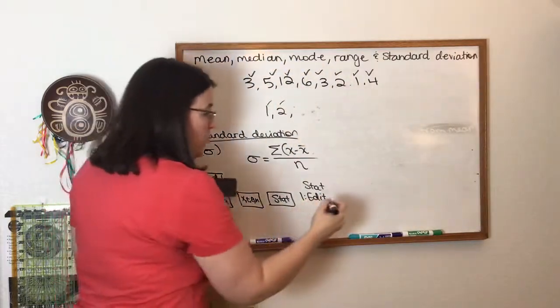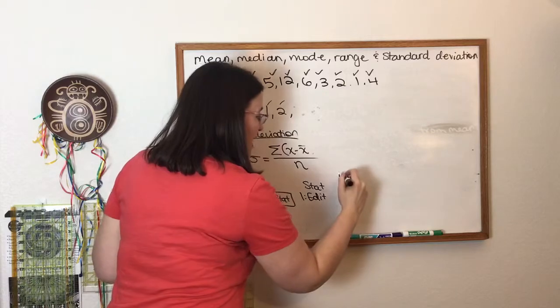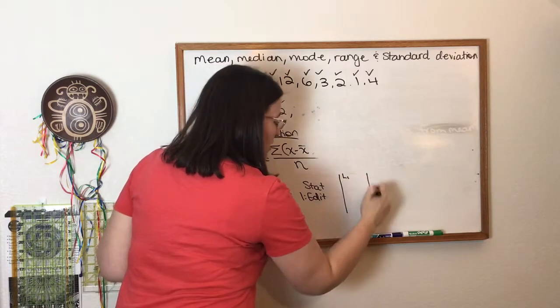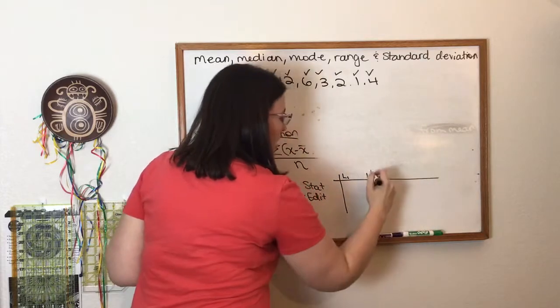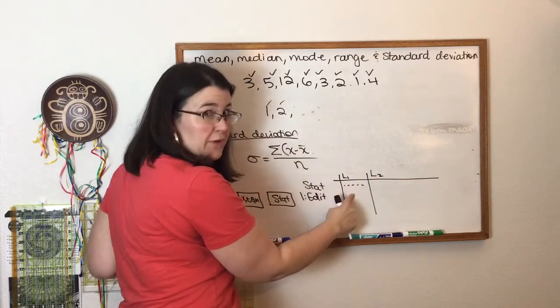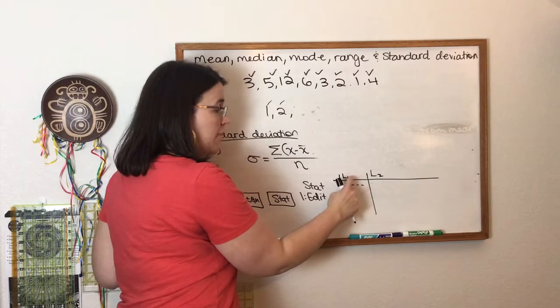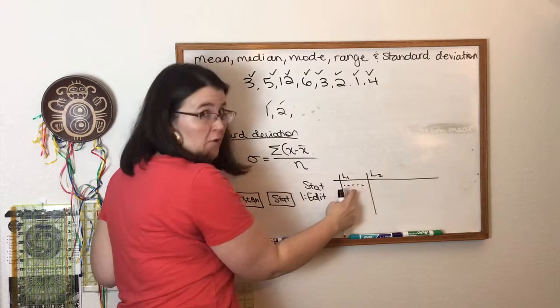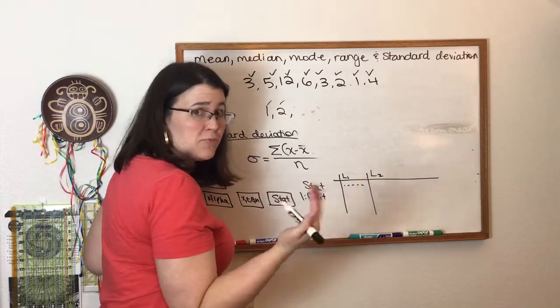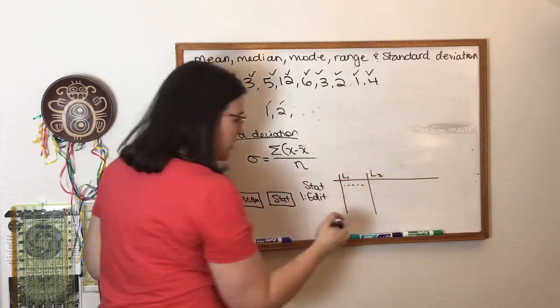Then it gives you a screen that kind of looks like this. You get L1, and it has a line across the top, and L2, and then it should have dotted lines here. You can clear that list by arrowing up to L1, hitting clear, and then arrowing back down. And like I said, it's weird to do this without a calculator. There's probably somebody on YouTube who has done it with a calculator.